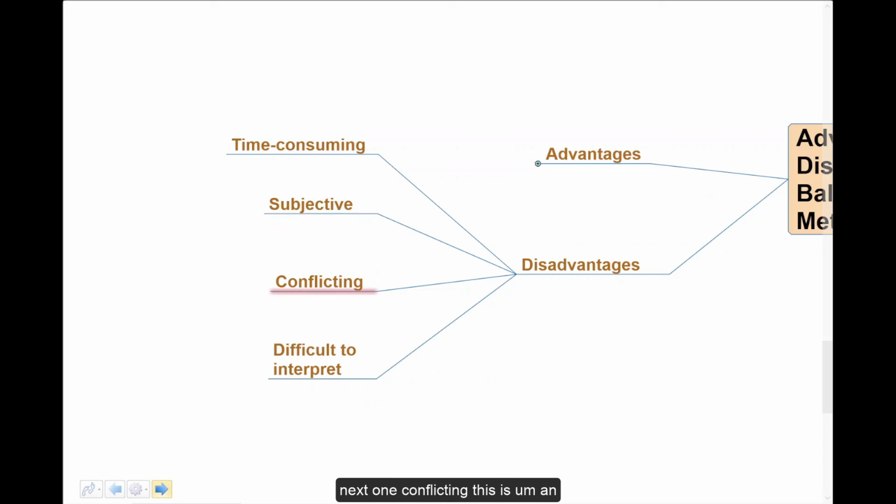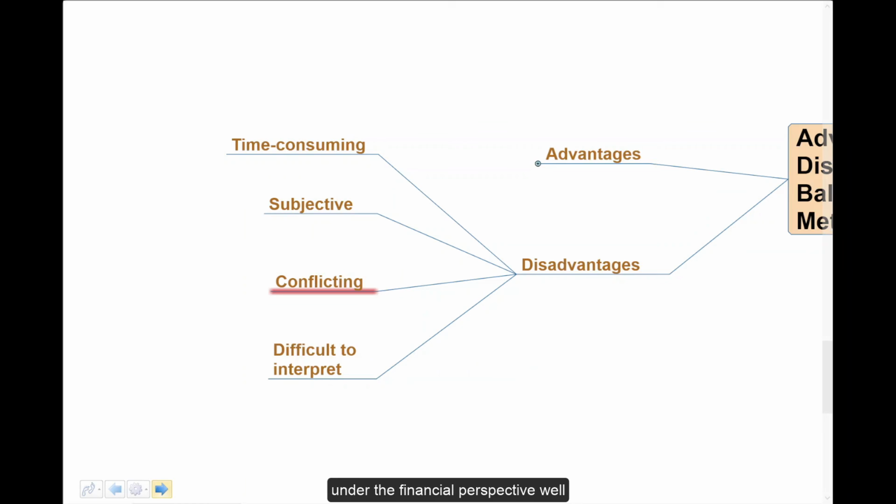Now, next one, conflicting. This is an important one, I think, because you could get perspectives that conflict with each other. For example, if we're considering the financial perspective and really talking about ROCE or return or profit on capital employed, or just generally about profitability, gross profit, net profit, etc. If we're also setting metrics in the area of investments in growth or investments in training, then in one sense we're sort of robbing Peter to pay Paul.